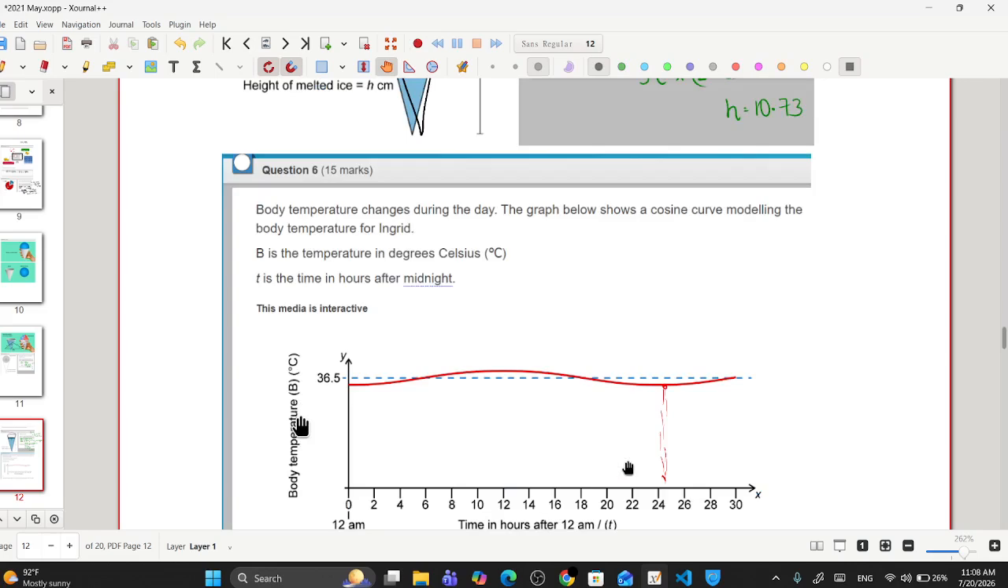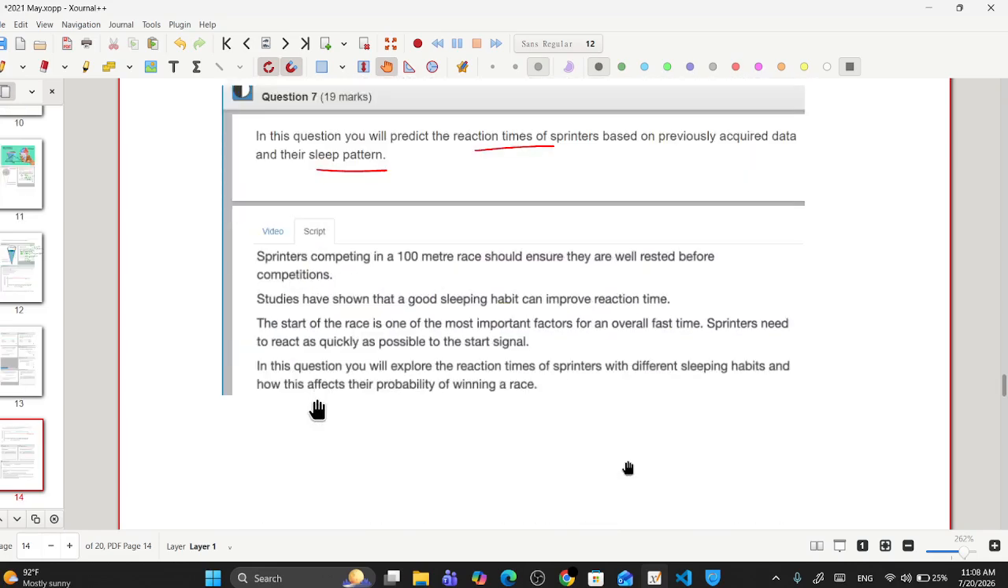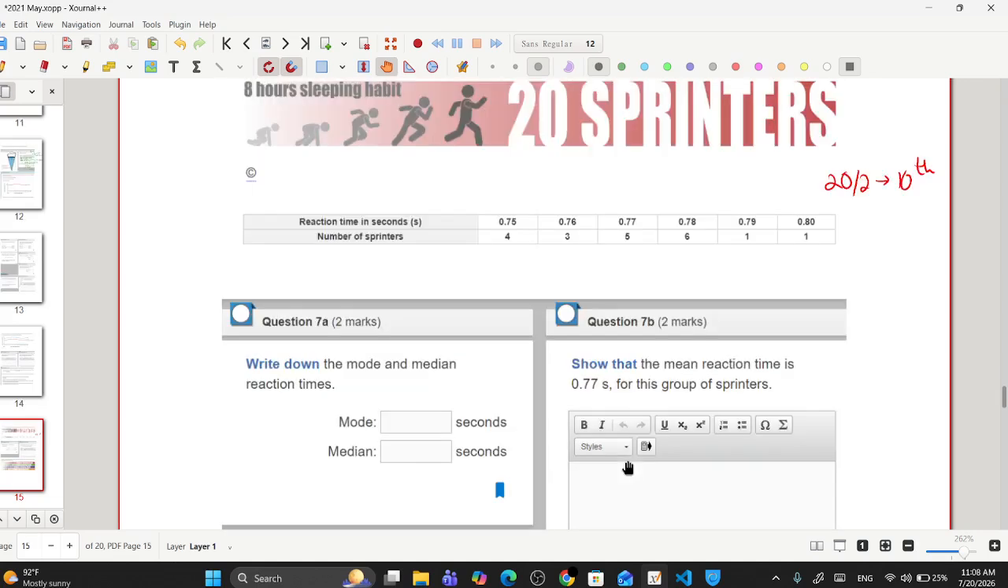Question number 6. This is not in your syllabus anymore, so you can forget about it. In this question, you will predict the reaction times of sprinters based on previously acquired data and their sleep pattern. All right. So we can see I already solved a few answers from before, just like from the previous batch. So write down the mode and the median reaction times.